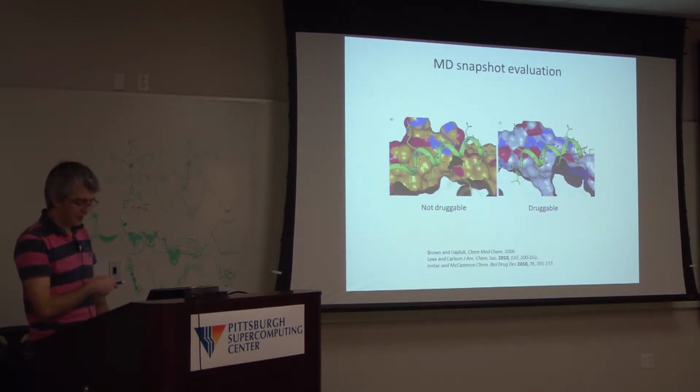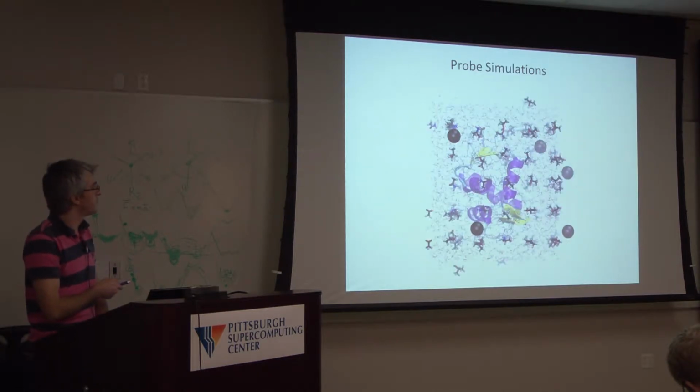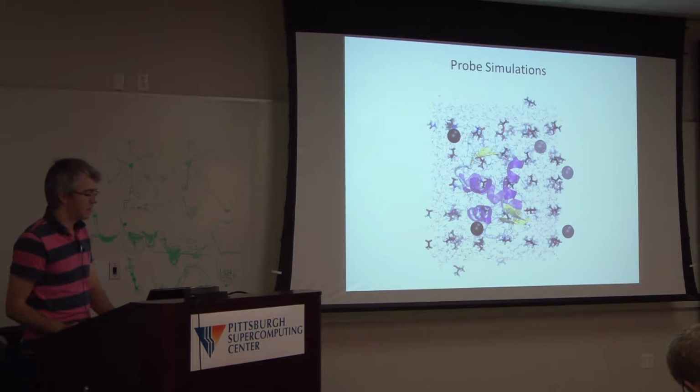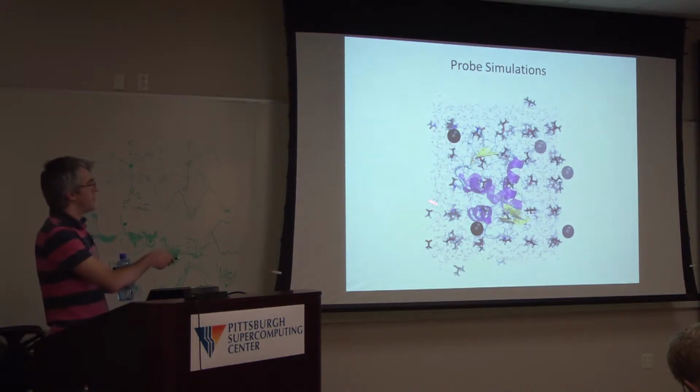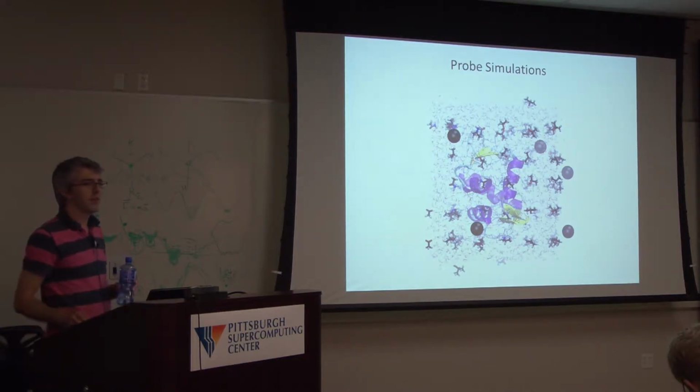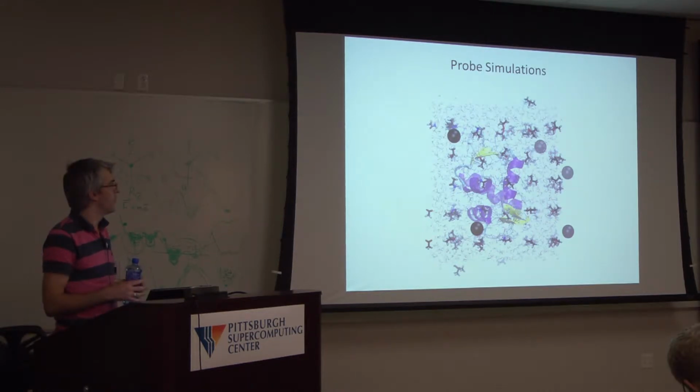So it shows that for targets, if you don't know whether they change their shape or not, it may be better to use a simulation-based method to estimate their druggability. Now, what I will talk about is mostly probe simulations. People took a static structure of the protein and docked probe molecules to it to see where they go. But you can do that in simulations too.